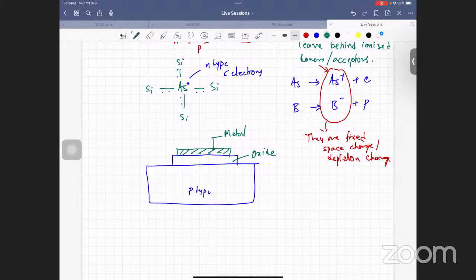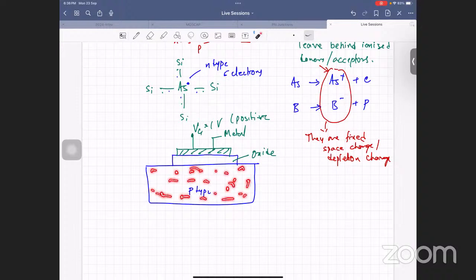Now, for the P-type semiconductor, let's assume that I apply a gate voltage, VG, which is positive. Let's say 1 volt, just for example. VG equal to 1 volt, positive. Now, what happens to the substrate? There are lots of holes here, right? This is a P-type semiconductor, so lots of holes are there all over. When you apply voltage on the metal gate, this oxide is an insulator, and essentially it will repel the holes away from the interface. Do you agree?